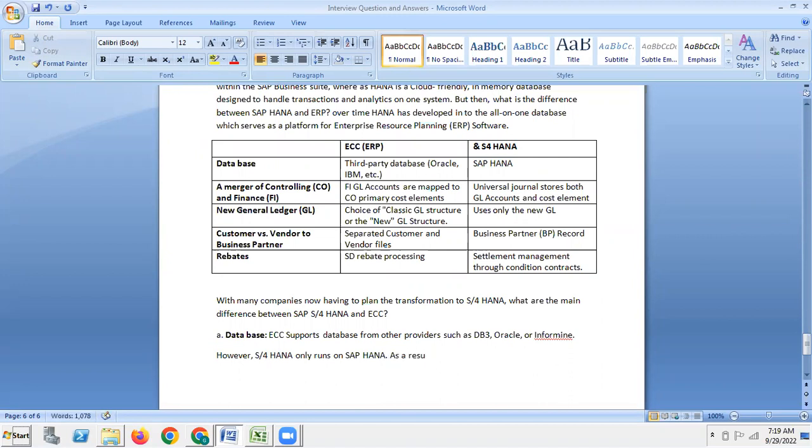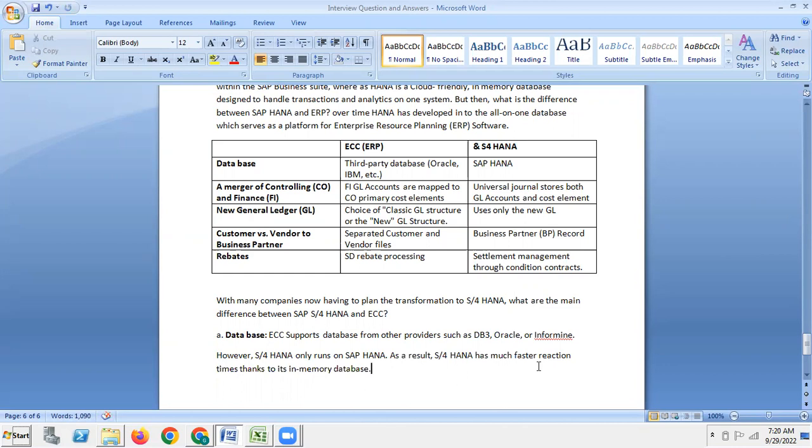As a result, S/4HANA has much faster reaction times, thanks to its in-memory database. Okay, so simple. You are the difference: database.